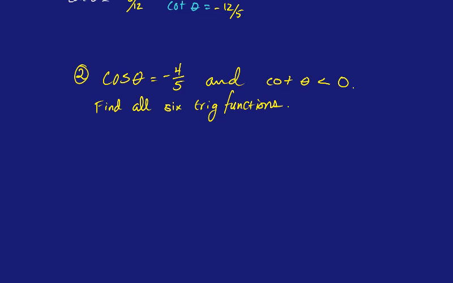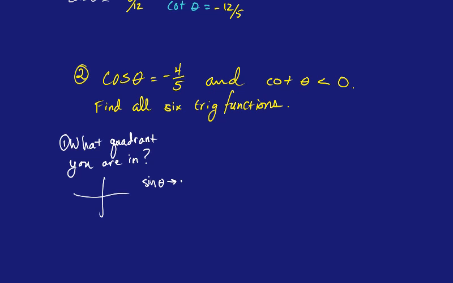So the first thing you want to do in a situation like this is figure out what quadrant you're in. If you figure out what quadrant you're in, then you can draw a triangle in that quadrant and help you find all 6 trig functions. So the best way to do this is to draw a coordinate plane and remember that the sine of theta is related to the y values. So if the y values are positive, then the sine is positive. And if they're negative, then the sine is negative.